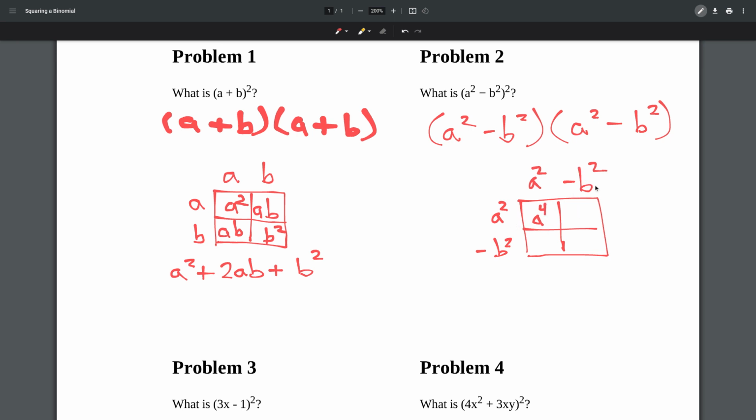A squared times a negative b squared is a negative a squared b squared. Should have made the square a little bit bigger. A squared times a negative b squared is a negative a squared b squared. And then we have a negative b squared times a negative b squared. That's going to give us a positive b to the fourth. So when we do this out, we get a squared. Oh, sorry, not a squared, a to the fourth.